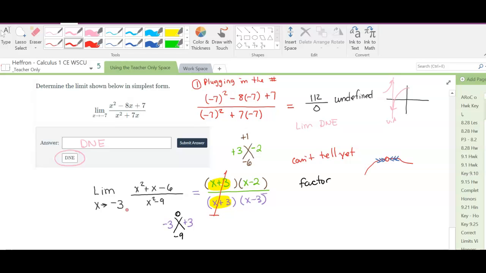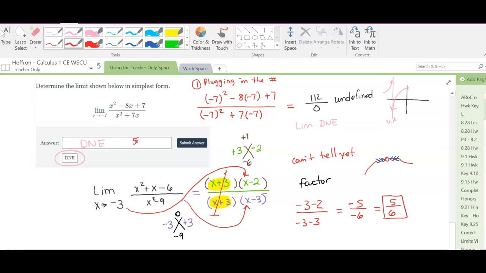And so now I can plug that -3 back in, and I will get -3 minus 2 over -3 minus 3, or -5 over -6, or 5/6. That would be the second answer. If I was doing the answer for the second one, it would be 5/6.